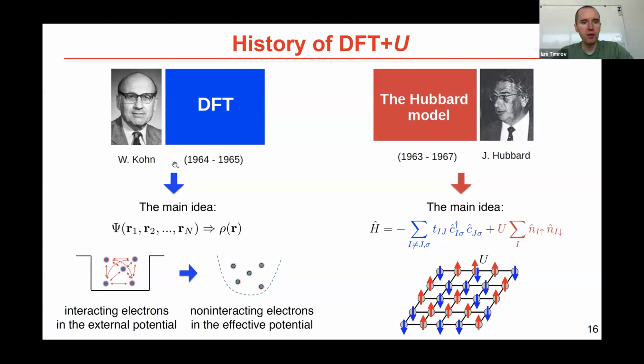So Walter Kohn proposed his DFT in the 60s, between 64 and 65. And the main idea was explained at the beginning of the lecture. I don't want to repeat it again. You know the story. But interestingly, in exactly the same period, from 1963 to 1967, another physicist, a British-American physicist, John Hubbard, proposed a different theoretical framework, which is known as the Hubbard model.